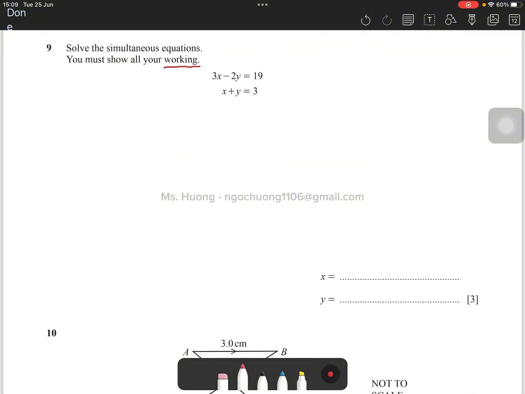Question 9. Solve the simultaneous equations. You must show your working. You may have different methods to solve the simultaneous equations. And in this video, I want to use the elimination method, which means I want to eliminate y. So I will multiply the second equation by 2.